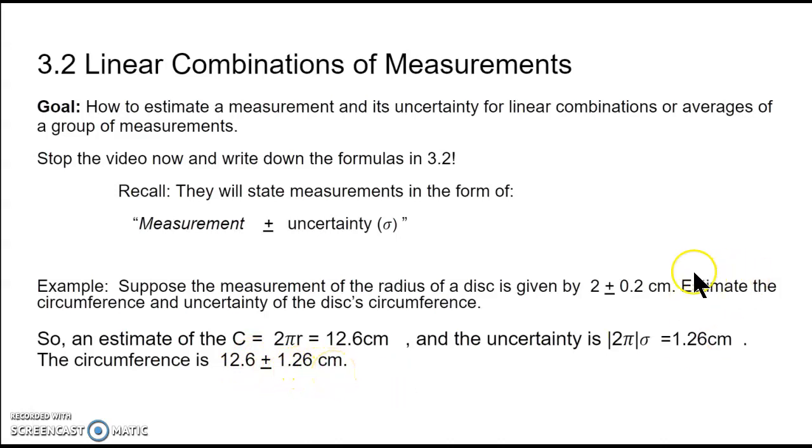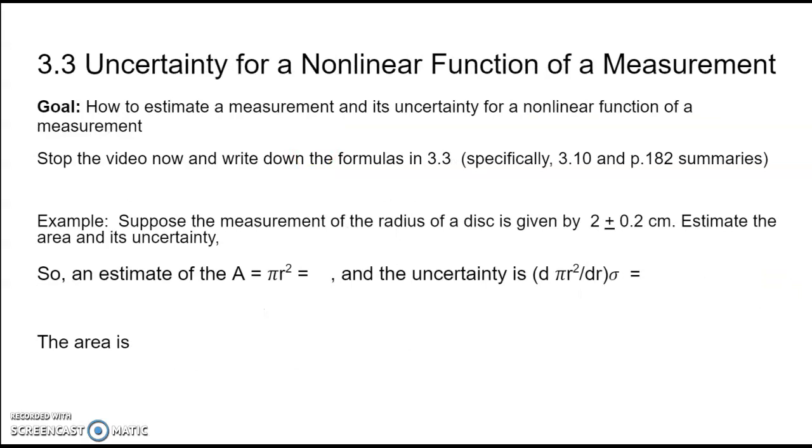Notice our old uncertainty was 0.2 centimeters for just the radius, but now it's grown. Now the uncertainty is 1.26 centimeters for the circumference. It's bigger for the circumference because of that formula, that function. All right, let's look at what happens when you go on to a nonlinear function of a measurement.